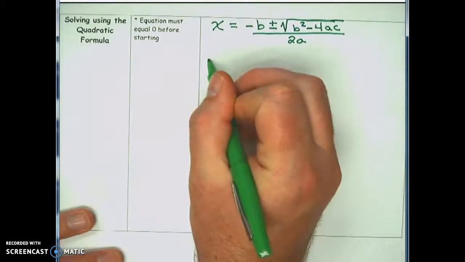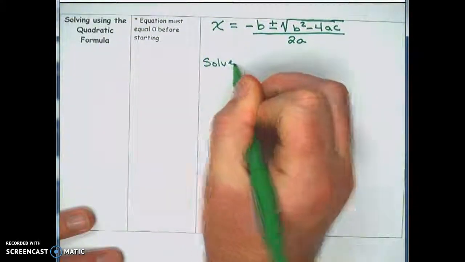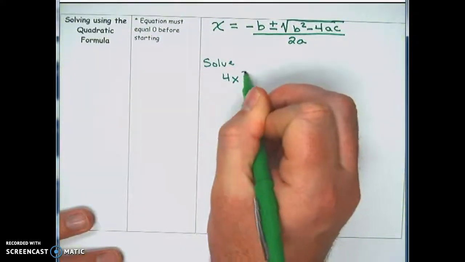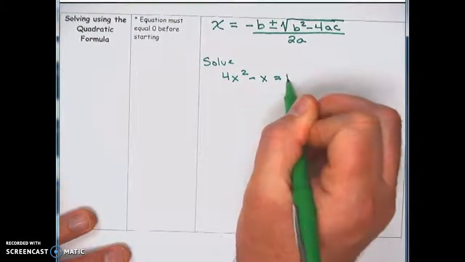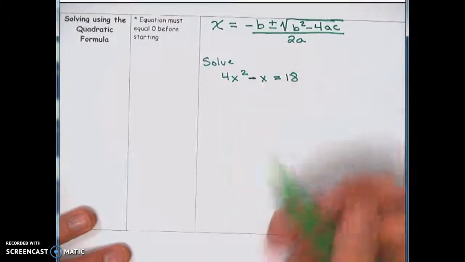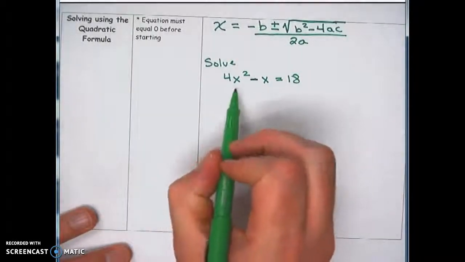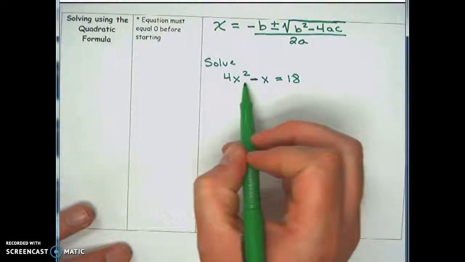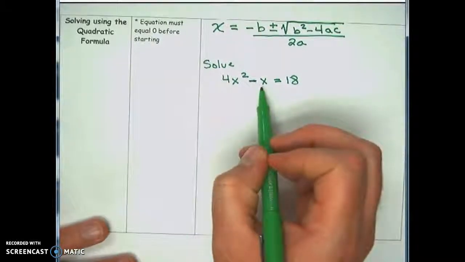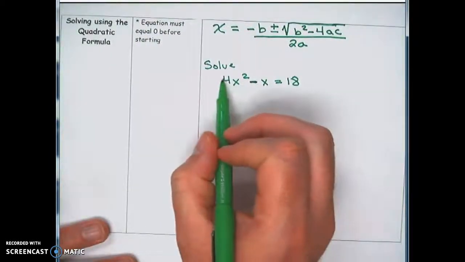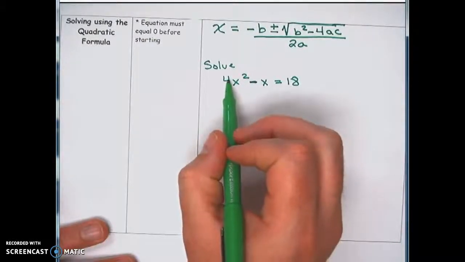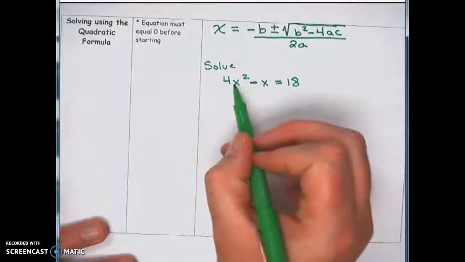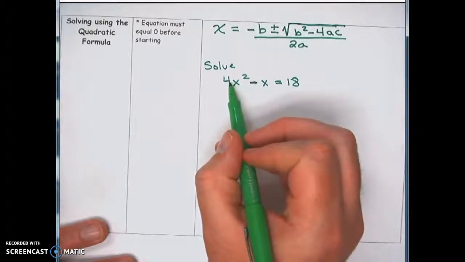So let's say it says solve 4x squared minus x equals 18. Now if we look at this problem, we notice that there's an x and an x squared, so we can't use the solve by taking roots method. The a value is not 1, so it's not easily factored, and we can't use completing the square without some extra tricks. This is why we know we're probably going to use the quadratic formula.